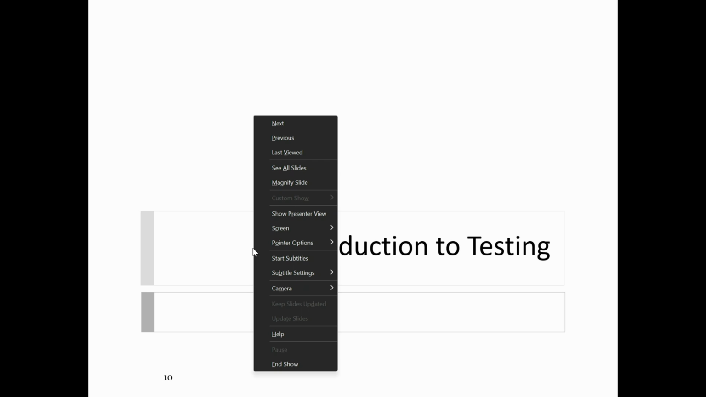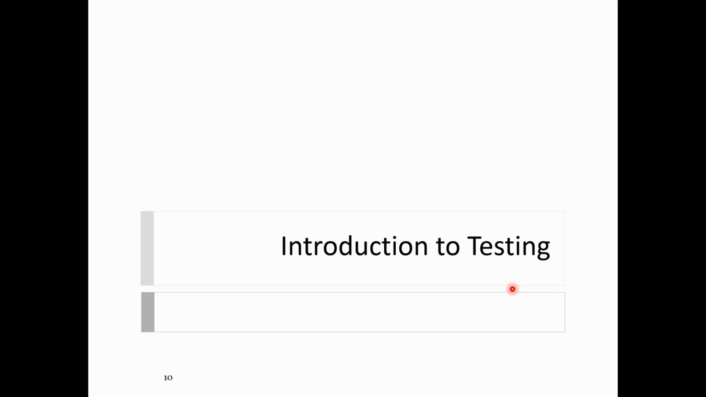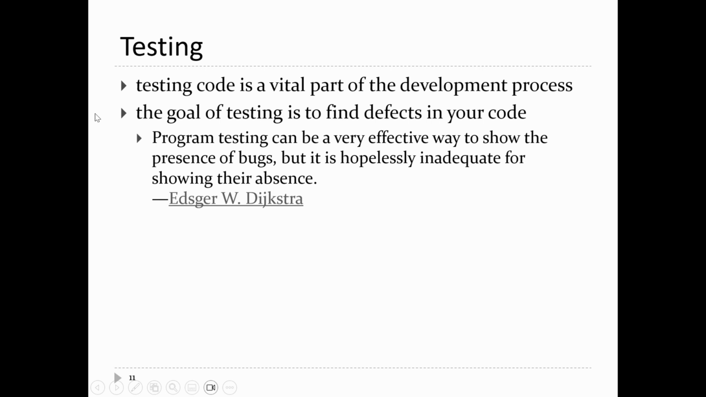So the alternative, instead of formally proving your software is correct, is to test your software instead. Testing code, at least for now, is a vital part of the development process. When you test your program, you're not testing whether the program is correct. What you're doing is looking for bugs or errors in your code.